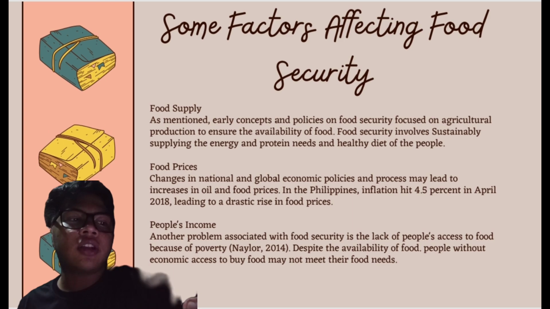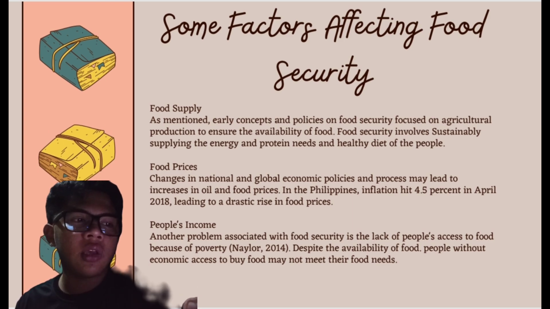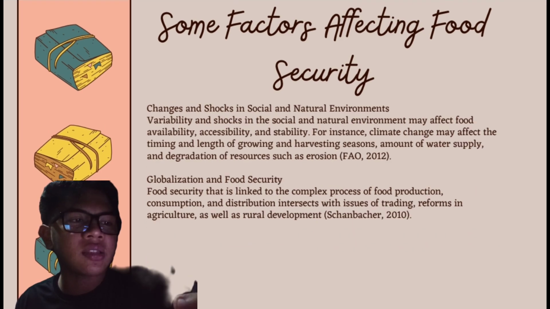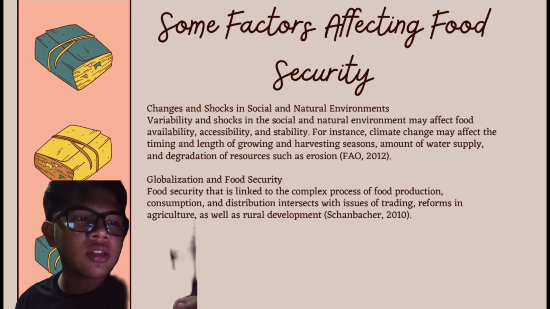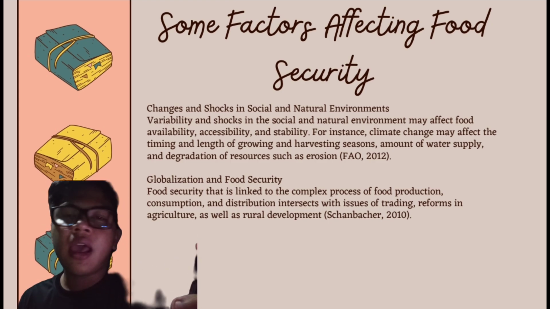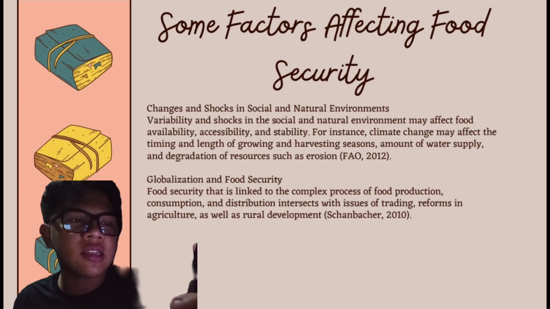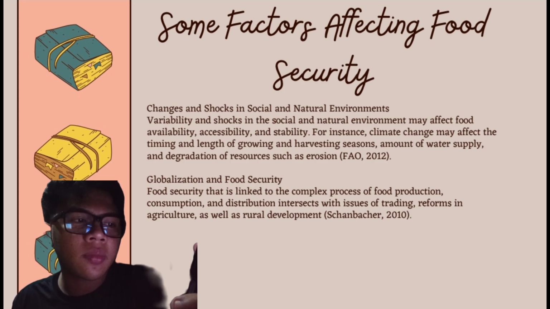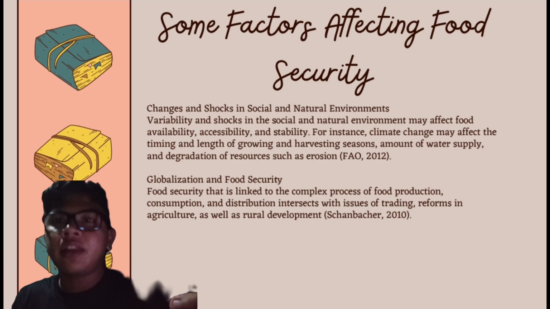Another factor that affects food security is changes and shocks in social and natural environments. Variability and shocks in the social and natural environment may affect food availability, accessibility, and stability. For instance, climate change may affect the timing and length of growing and harvesting seasons, the amount of water supply, and degradation of resources such as erosion.